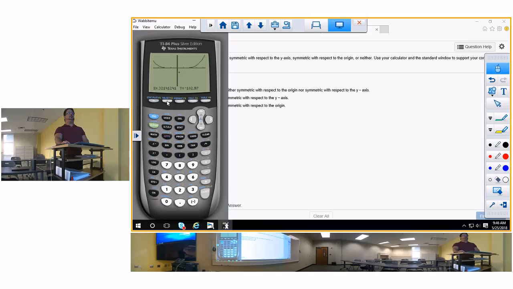Hit the window key. And x-min -3 to +4, that's okay. But the y-min is a little bit crazy. You're going from -500 to 304. I don't know about that. I'm going to go from -100 to +100. Let's see what happens when we do that. And hit graph.